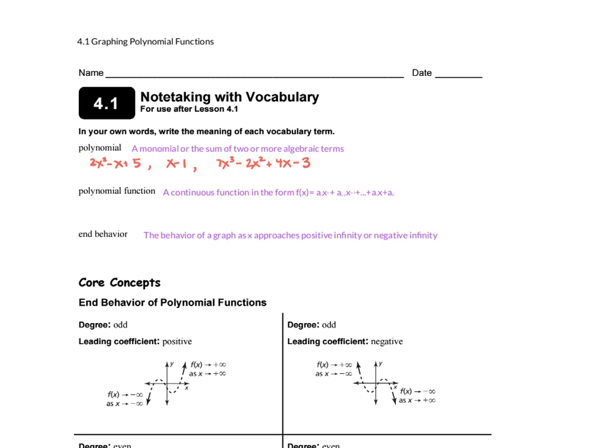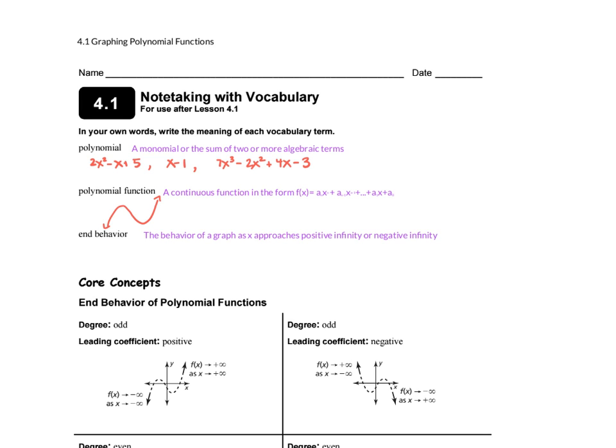Now, polynomial functions are always rising and falling. So an example would be something like this. Okay, so as you can see, it rises, reaches a maximum point, it falls, reaches a minimum point, and then rises again. Okay, so they're constantly rising and falling. There are no horizontal segments. Okay, there are no sharp corners.